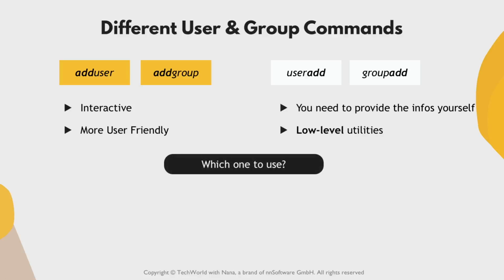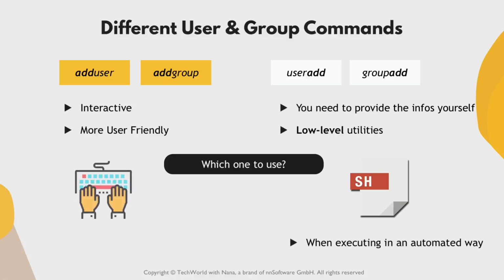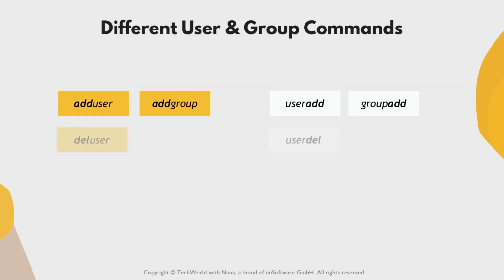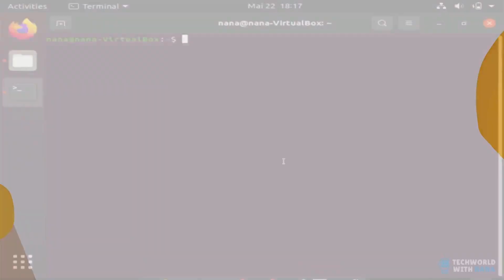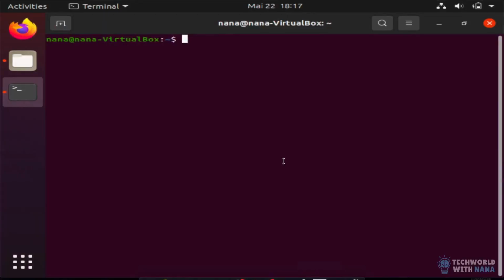As a rule of thumb, use useradd and groupadd commands in scripts when you're executing these commands in an automated way, and use adduser and addgroup commands when executing them manually. The same goes for userdel or deluser, as well as groupdel and delgroup command pairs. Now let's say we want to change the primary group of user Tom to DevOps. How do we do that?